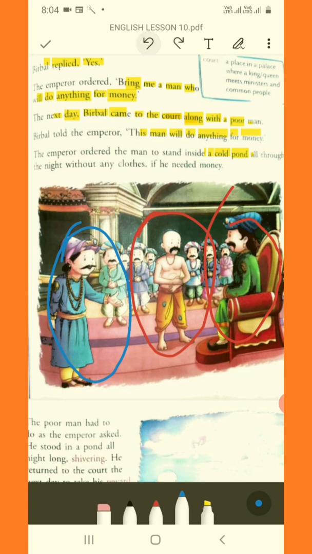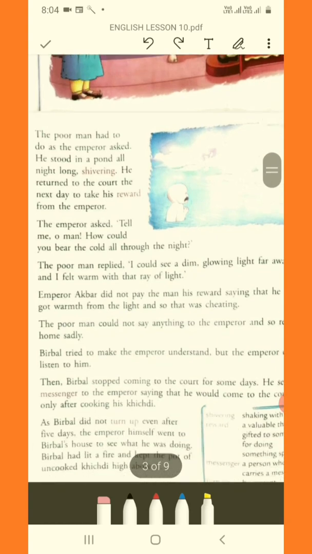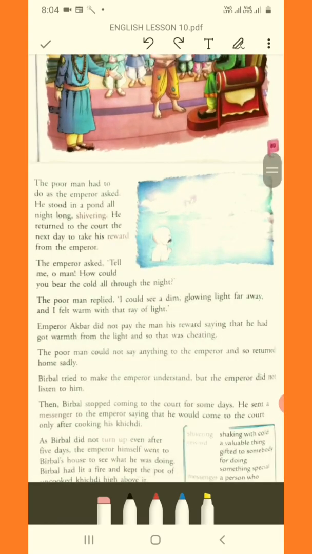So let's continue reading. What happened? The man is trying to stay in the pond, so it's very cold here. Try and observe the picture clearly in your textbook.